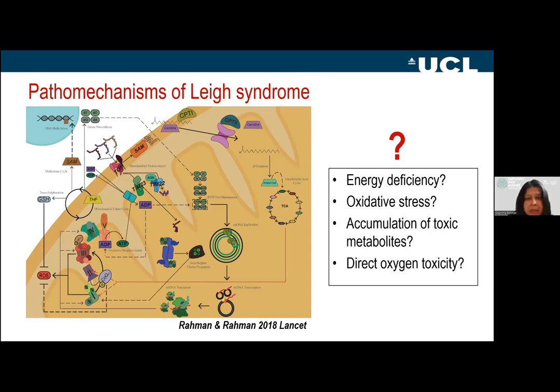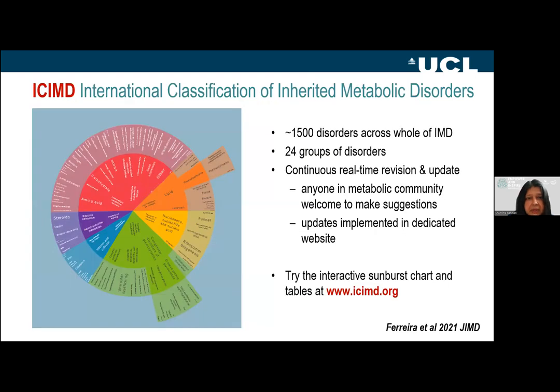So an important issue was to classify all of these diseases. So we took the broader group of all of metabolic disease, about 1,500 in total, and divided them into 24 groups, 6 of which are mitochondrial, I'll show you in a moment. And it's a continuous real-time revision and update, and we're adding new genes at about 60 a year. And this is the URL. We've made it freely available, and anyone can go and have a look at it. The Sunburst chart is interactive.